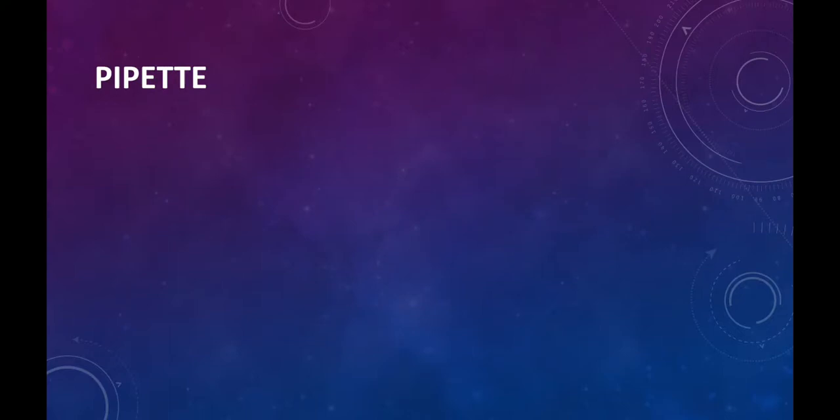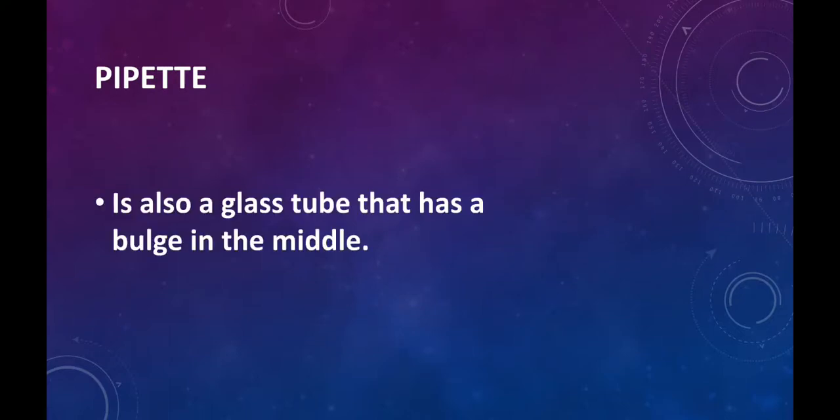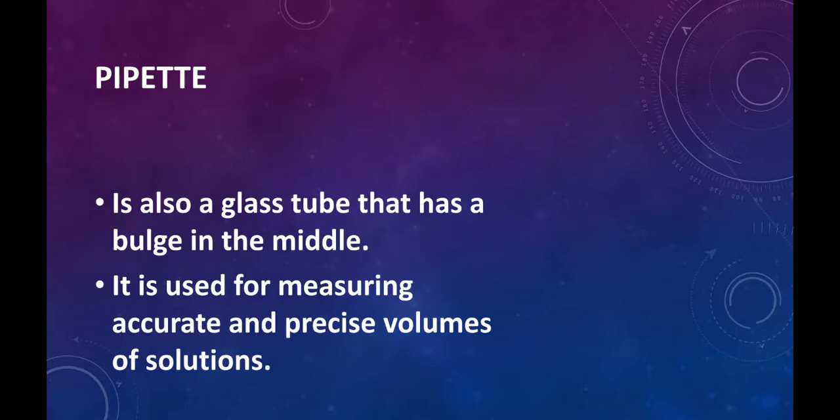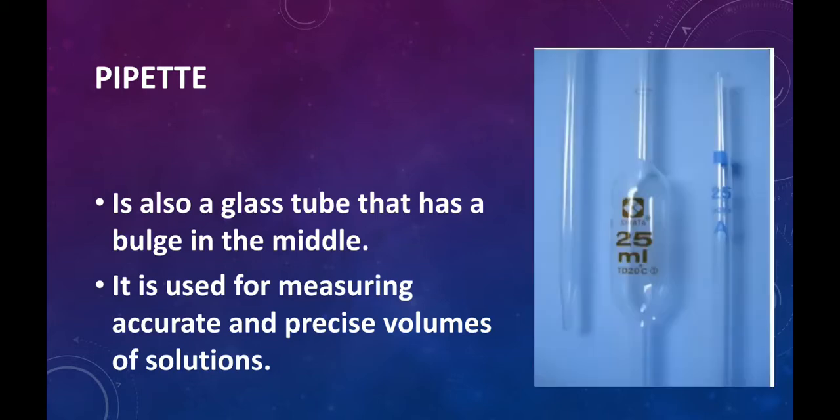Pipette. It is also a glass tube that has a bulge in the middle. It is used for measuring accurate and precise volumes of solutions. This is a diagram of a 25 ml pipette.